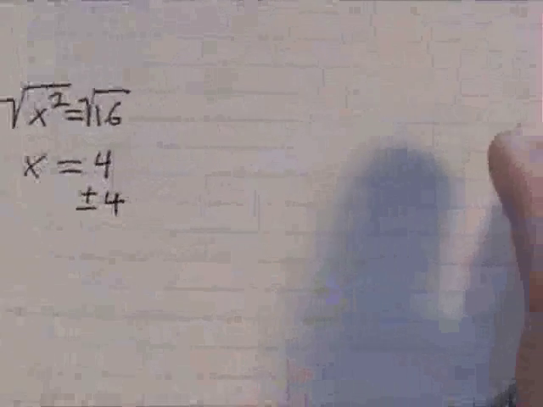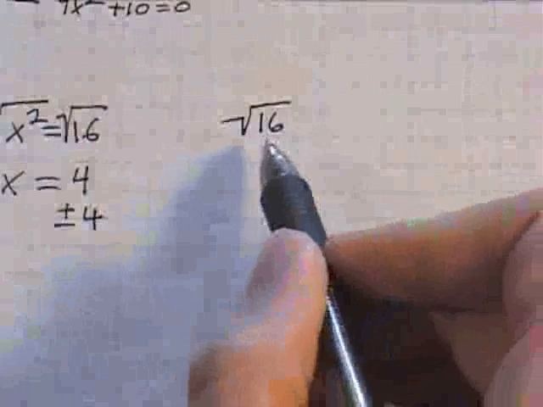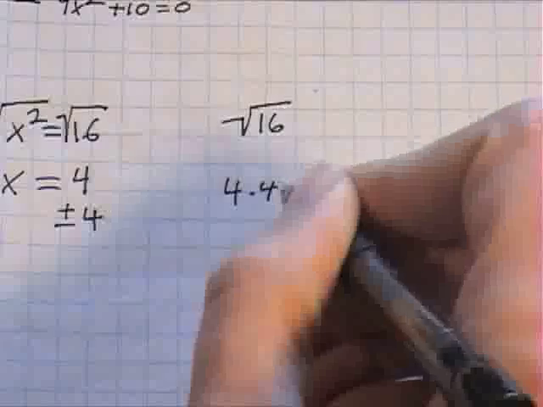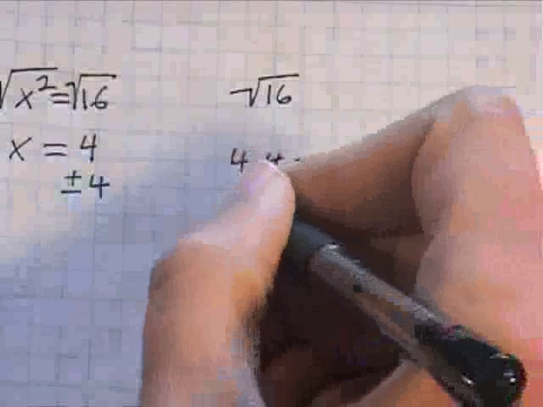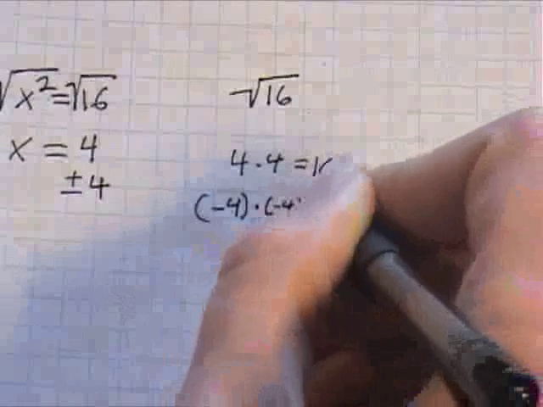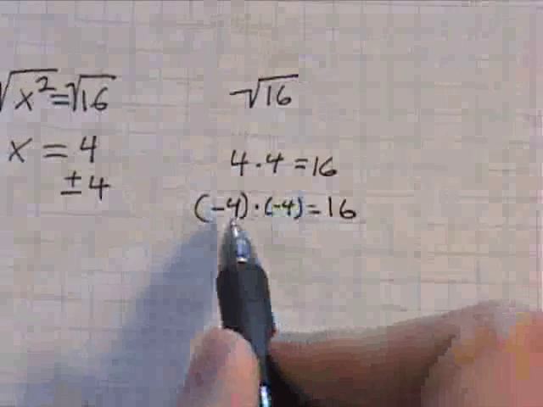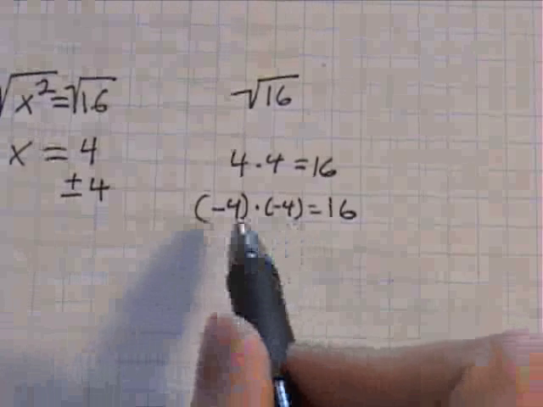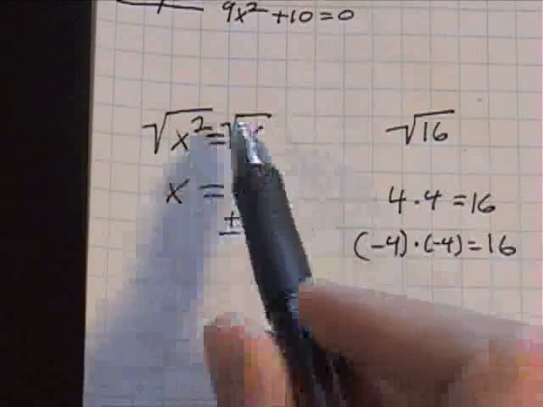And why is that? Well, when you square root a number, you're looking for two equal factors that equal the radicand. So 4 times 4 equals 16. But you can also write it as negative 4 times negative 4, and that also equals positive 16, because the two negative signs cancel each other out and make it a positive number. So in this case, both negative 4 and 4 solve this quadratic equation over here.